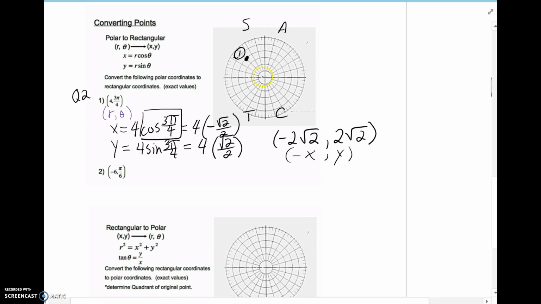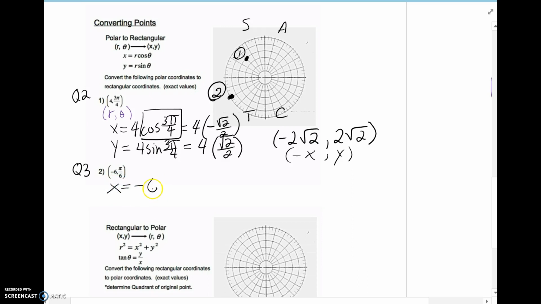All right, the next one, if we were to graph that, we would go out to negative 6. 1, 2, 3, 4, 5, 6. And then we would go pi over 6 in that direction, or in the counterclockwise direction. So that would be our second point. That one is in quadrant 3. So again, we just want to make sure when we plug our information in that we get a point that's in quadrant 3 in the rectangular form.